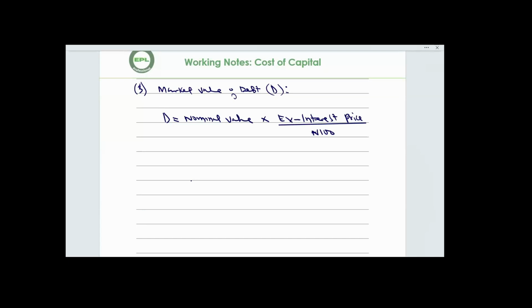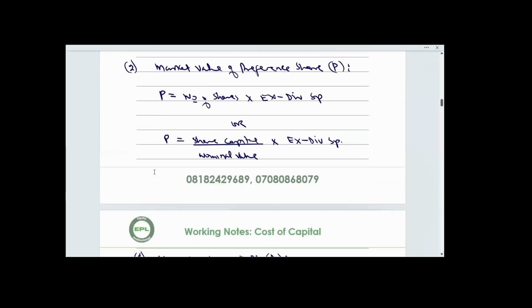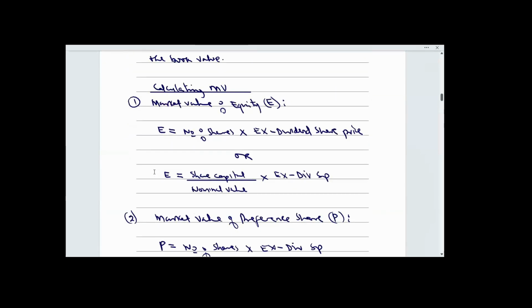Now, again here, you have to apply the concept of xdiv and cum div, meaning x int and cum int. Here you need X int price to calculate the market value of the debt. Which means that if cum int price is given to you, you must convert it to X int price before you calculate the market value. So these are the formulas that you can use to calculate market value.